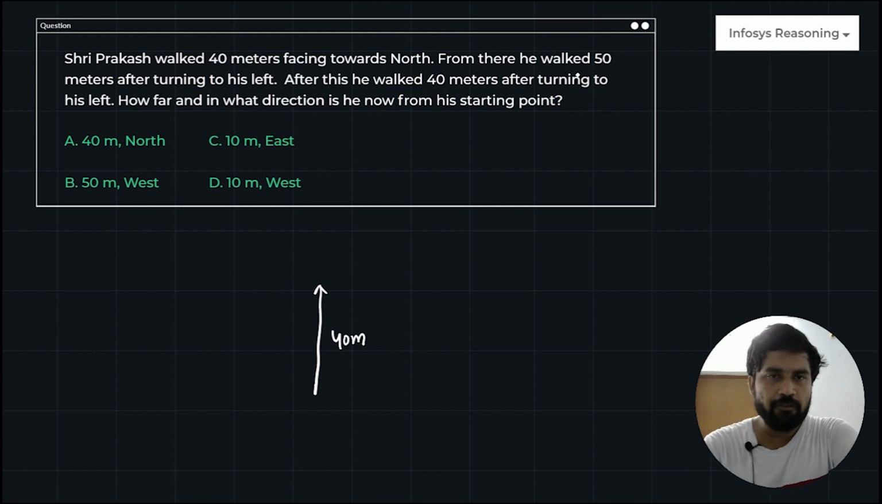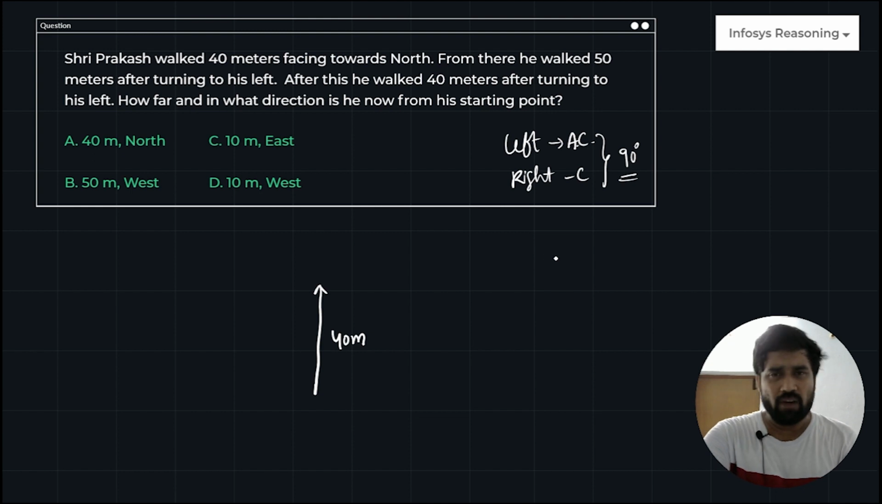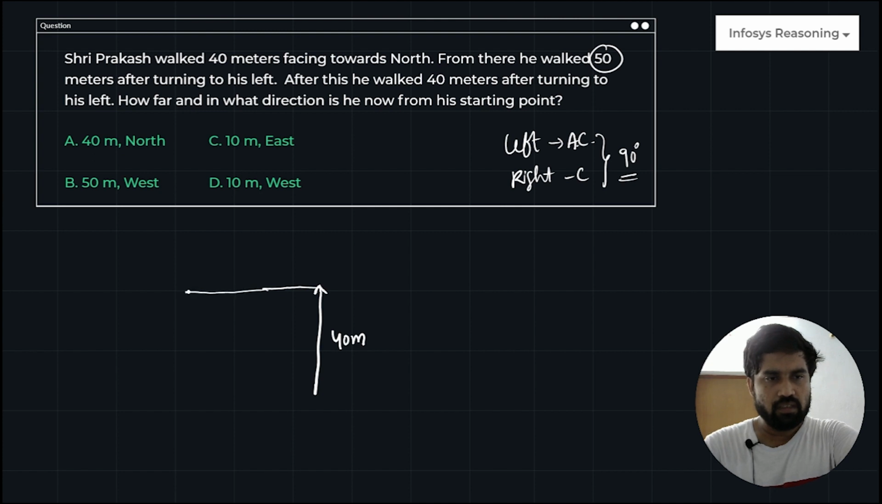From there, he walked 50 meters after turning to his left. Remember guys, whenever directions are given, left is nothing but anti-clockwise direction and right is nothing but clockwise direction, and they need to turn exactly 90 degrees. This is the basic elementary theory you have to know. So a left-hand side turn, which is anti-clockwise, and walk for 50 meters. So this 50 meters is the displacement.